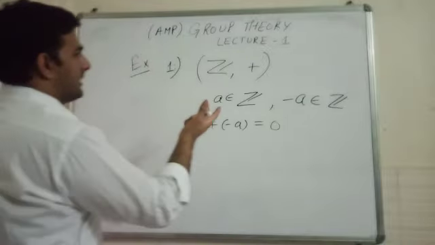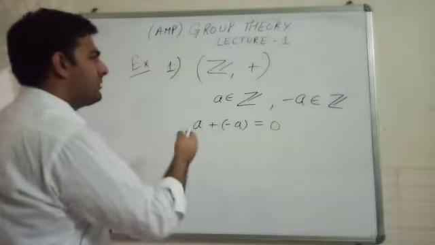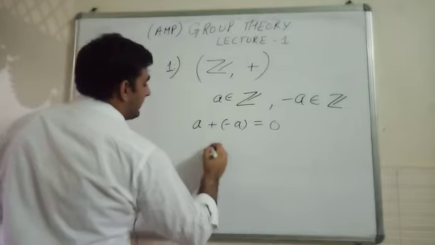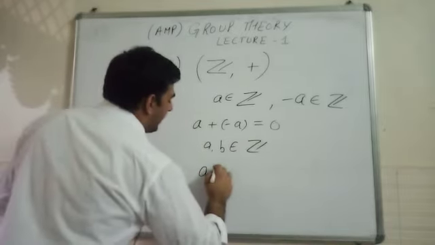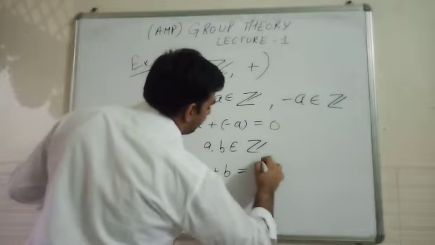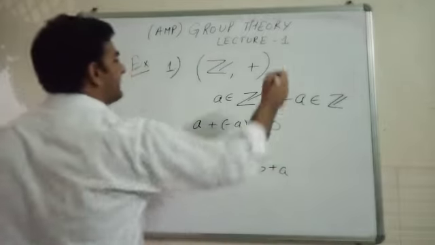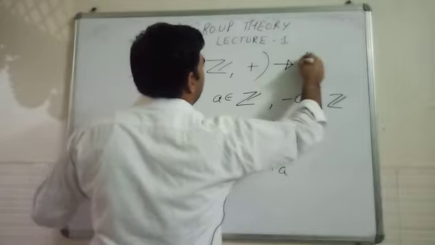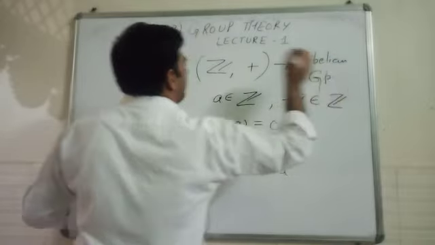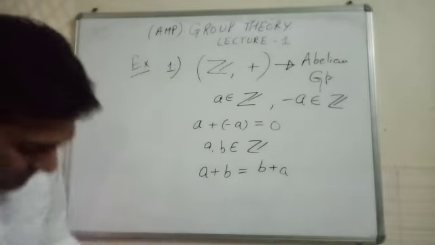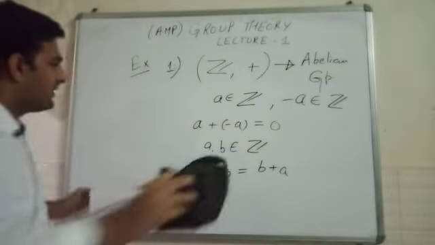Now, is it a commutative group or a non-commutative group? We see that if A and B are any integers, then clearly the addition commutes. So A plus B is B plus A. So yes, that's an abelian group. So this is an abelian group. So let's take another example.